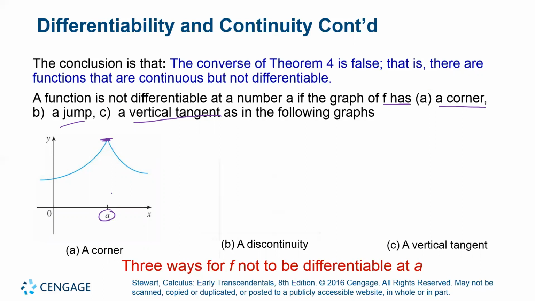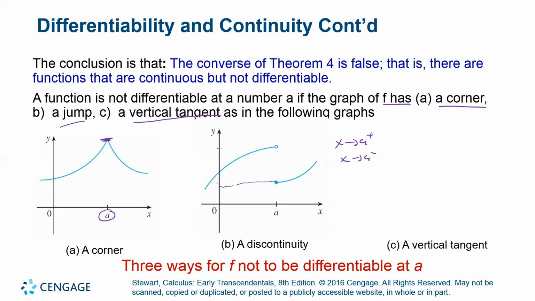In the second graph, there's a jump. We say that it is discontinuous, and it's not differentiable because if you take the limit as x goes toward a from the positive side, you have this value of y, and as x goes toward a from the negative side, you have this other value. Let's say this is b and this is c. Of course, b is not equal to c, and therefore we say that f prime of a does not exist.